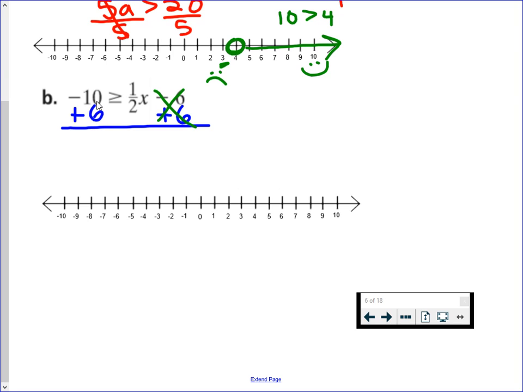Negative 10 plus 6. Bryn, negative 10 plus 6? Negative 4. Negative 4. Last step? Allison, you know the last step? Divide or times. Nice, which one? Good one.